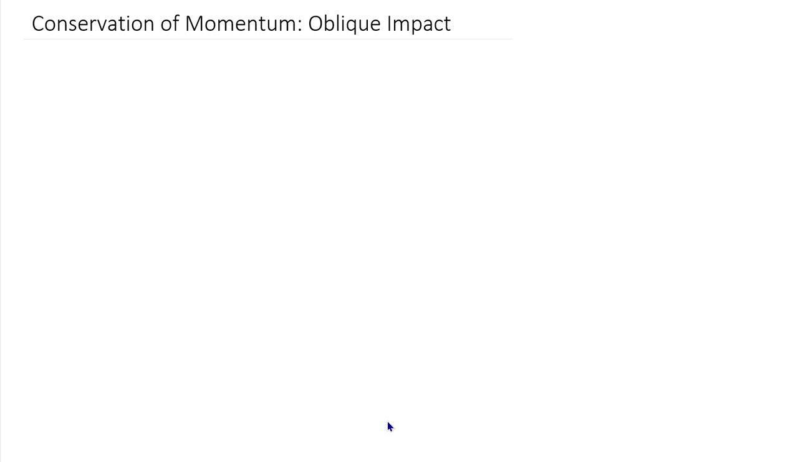In today's lecture, we're going to take a look at oblique impact. Oblique impact fundamentally is two-dimensional impact. We talked about one-dimensional impact, which can also be called direct central impact. So we're going to pick up a second dimension. We're going to see a lot of the same equations today that we saw in the previous video.